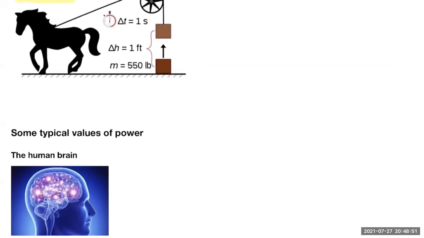That's the human brain. How much power does the human brain consume on average? It turns out it's about 20 watts. So the human brain uses about 20 watts of power, and that is, it consumes about 20 joules of energy per second. It's like a 20-watt light bulb. Is that a lot of power?